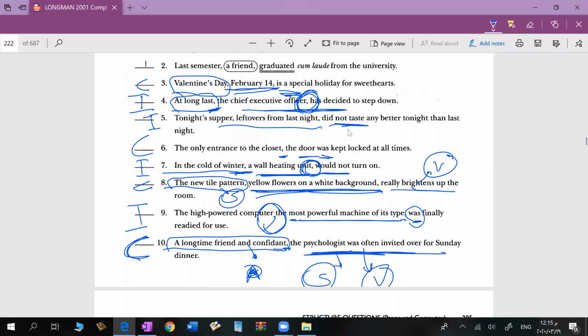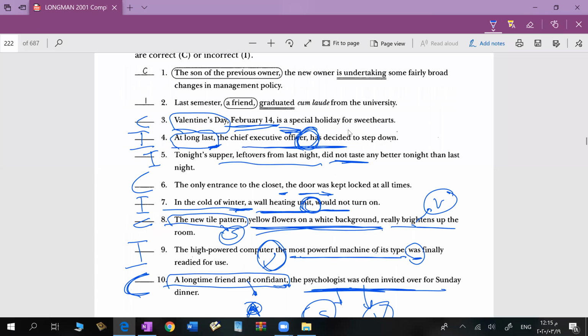Number 5: "Tonight's supper, leftovers from last night, didn't taste any better." So tonight's supper is the same as leftovers from last night. Tonight's supper is the subject, leftovers from last night is an appositive, and "didn't taste any better" is the verb. So we have the subject and a verb, and we have an appositive between two commas. Why is it incorrect? It's correct. I'm sure I said correct, but I wrote it incorrect. I'm sorry. Thank you for bringing our attention to this. You're welcome.